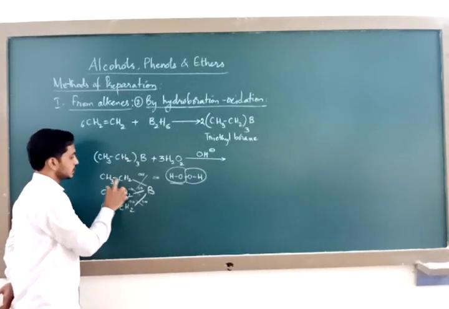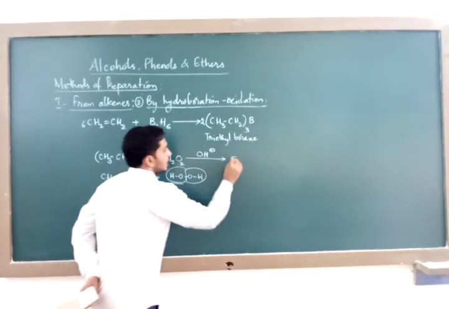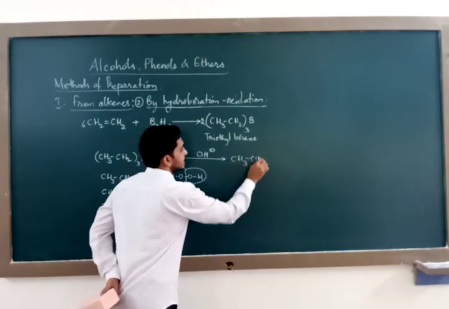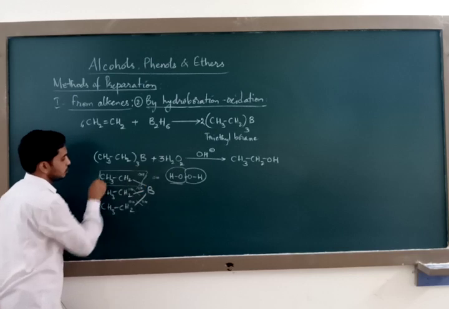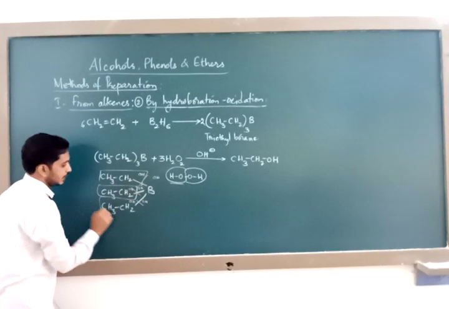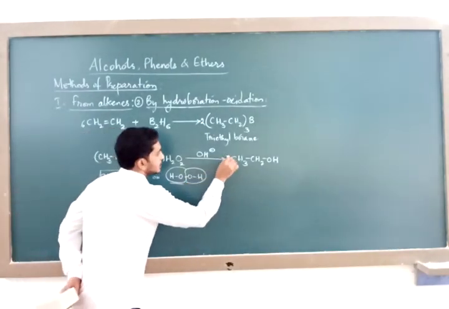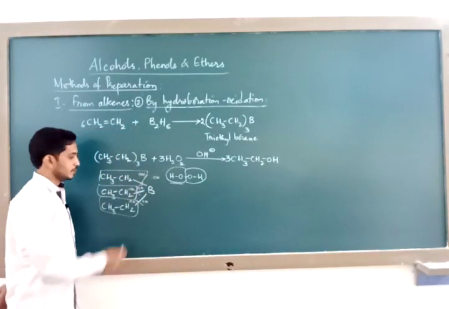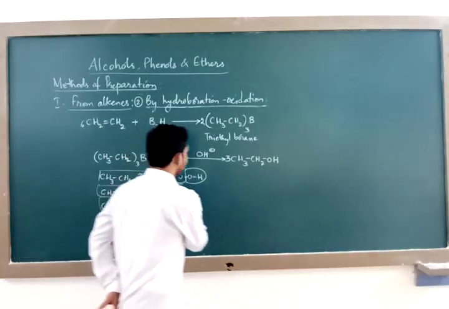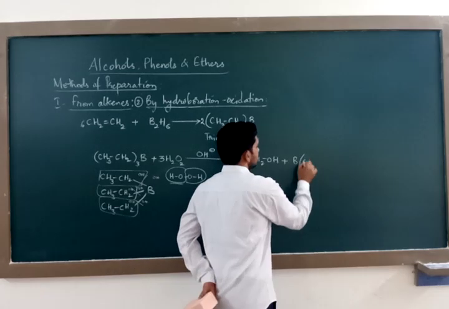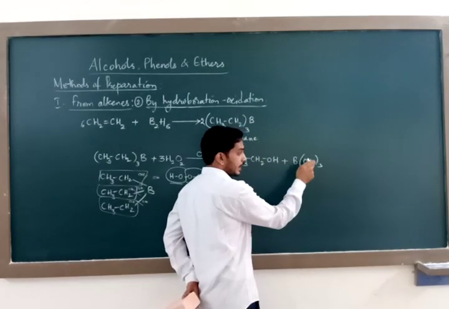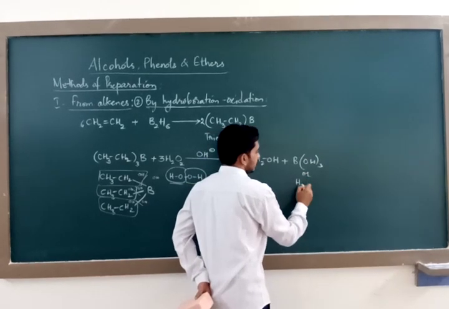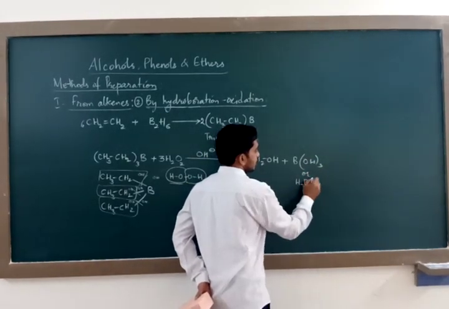Now what is your product? CH3CH2OH. How many times did it appear? It appeared thrice. There are 3 molecules. This is one molecule, the second molecule and the third molecule. So write 3 molecules of ethanol are formed, and the second product is B(OH)3. Or else if you find writing this difficult, then you can write H3BO3.